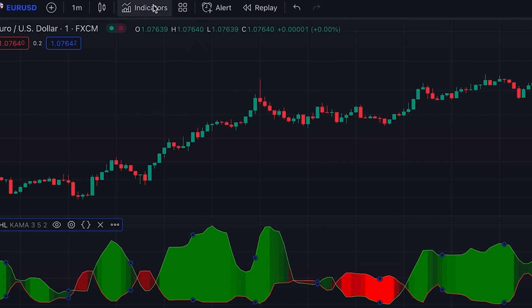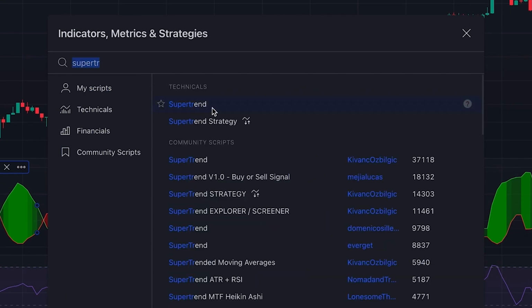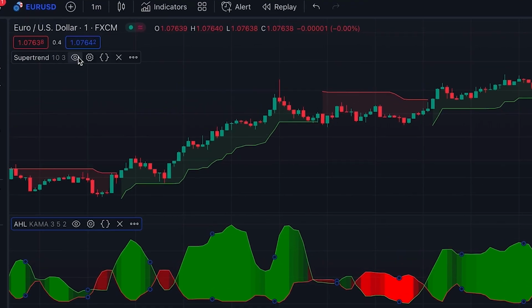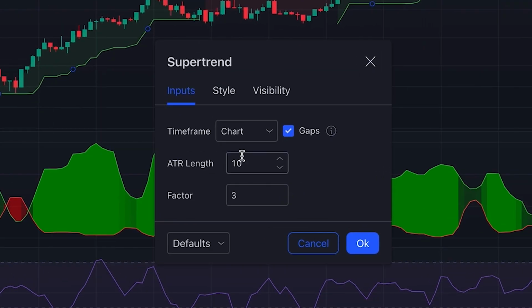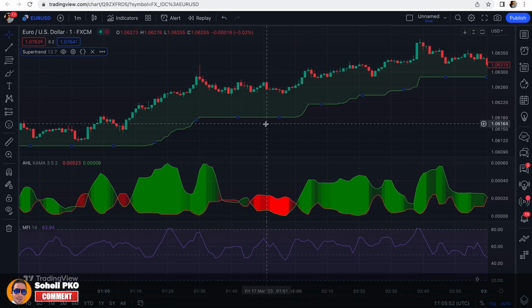And the last indicator that we should add is super trend, this one, and we must change its settings. So we go to its settings, and for ATR length we set it at 13, and for the factor we set it at 7. Alright, everything is already set on the chart, and let's see how we trade based on this 1 minute scalping strategy.